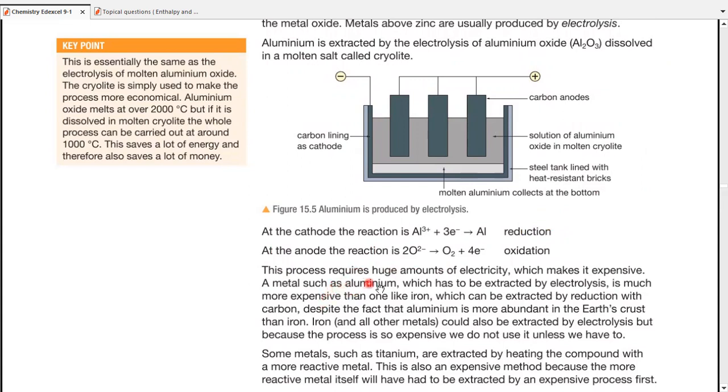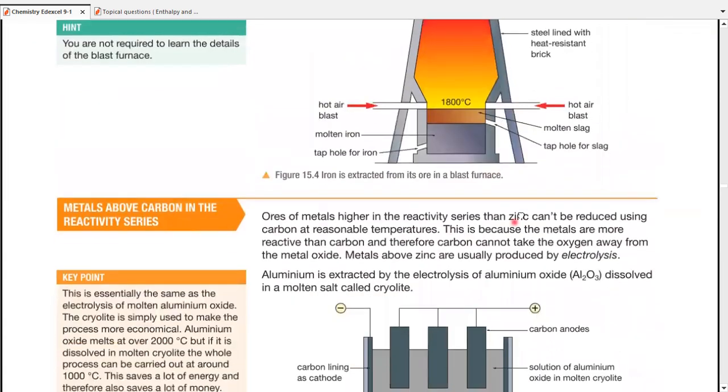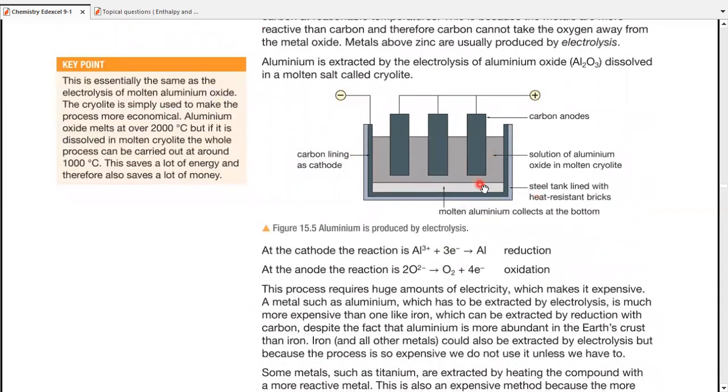So any metal like aluminum, which is extracted by electrolysis, is much more expensive than one like iron. Why? Iron is produced in a relatively inexpensive process. This process does not require electricity. As you have seen, it may require hot blasts of air, but it does not require electricity. In the case of aluminum, we don't require any blasts of air. What we require, in huge amounts, is electricity, and electricity is not cheap. So that's why the price of aluminum around the world is usually more than iron.